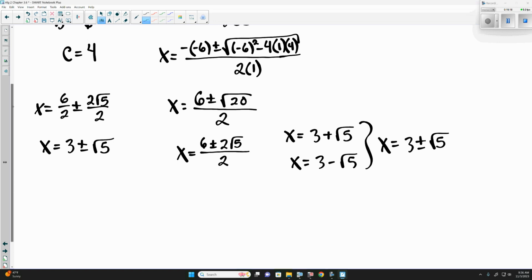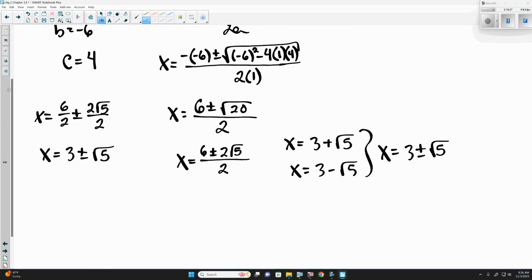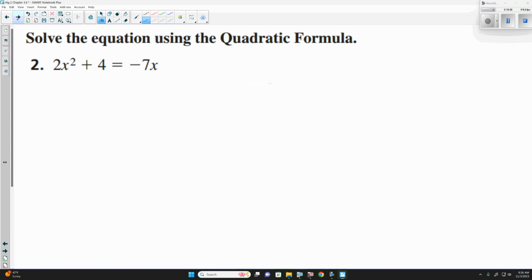Questions on any of this so far? The only thing that really makes this somewhat tricky is that simplification at the end. But for the most part, the calculator can help us some. We're ready for the next one.